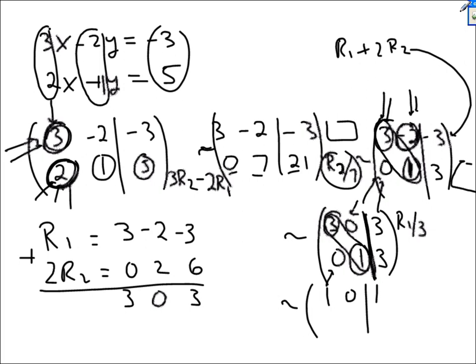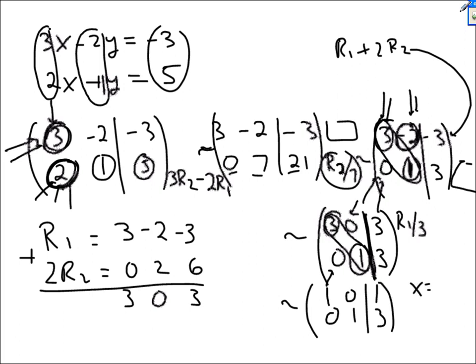I think there is a typo somewhere. I copied it down right. 6 minus 6 is 0. 3 plus 4 is 7. 15 plus 6 is 21. Okay, that's right. Oh, okay. 0, 1, 3.